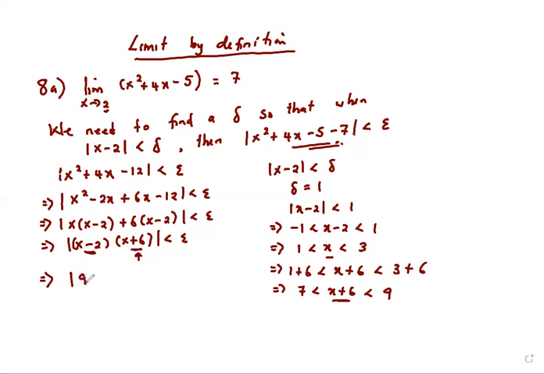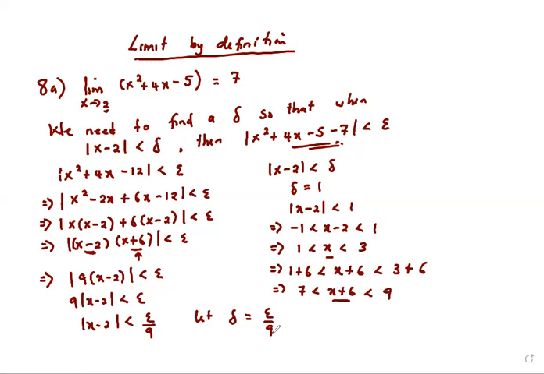So we now have 9 times x minus 2 less than epsilon. And then the 9 can come out. So we have this less than epsilon. So that x minus 2 is less than epsilon over 9. So we want to say, why can't we let delta then be equal to epsilon over 9? So we're getting there.